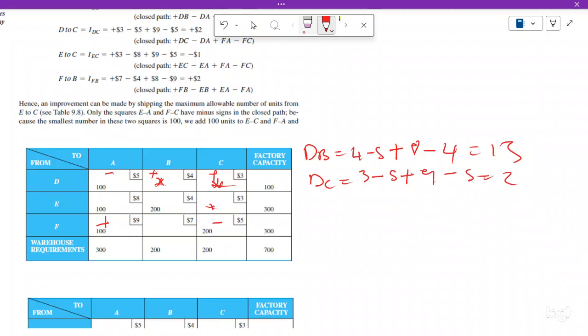This guy has to go there, there, there. So he is EC equals 3 minus 8 plus 9 minus 5 equals 3 minus 8 plus 9 minus 5. Oh, I'm getting my -1. Although I still have this one.